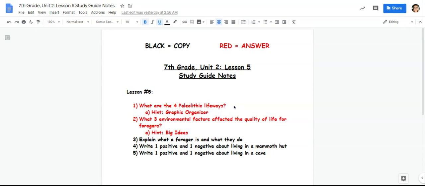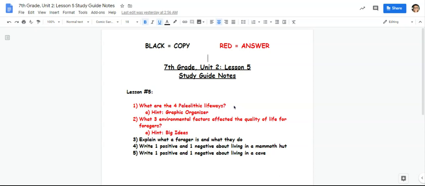Number 2, what are 3 environmental factors that affected the quality of life for foragers? Hint, look in your big ideas for that answer. Number 3, you will need to explain to me what a forager is and what they do in your own words. So think about the videos you watched, think about the story you read with the lifeways. I'm not looking for a super long essay. Just simply give me a quick definition of what a forager is and what they do. Okay, 2 very separate things. What a forager is and what do they do?